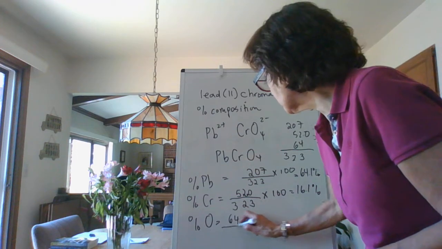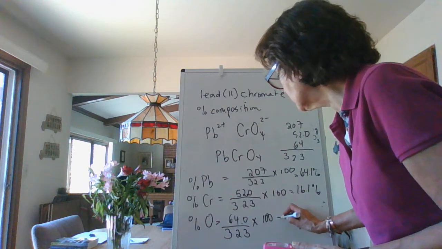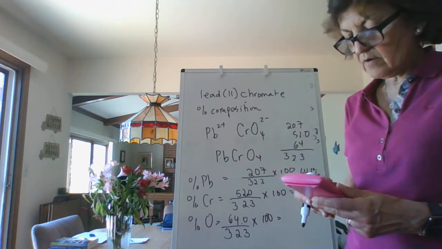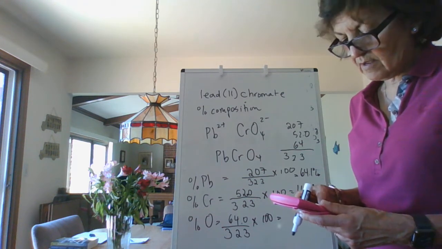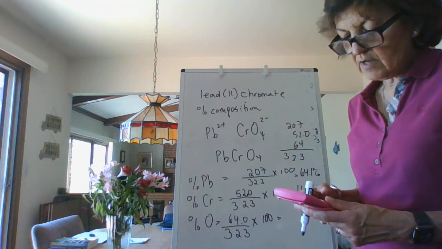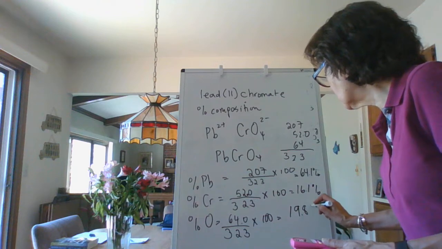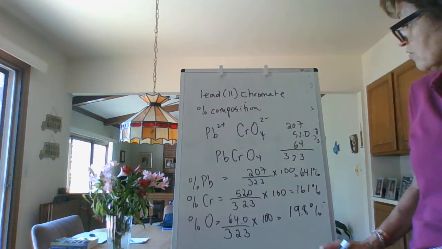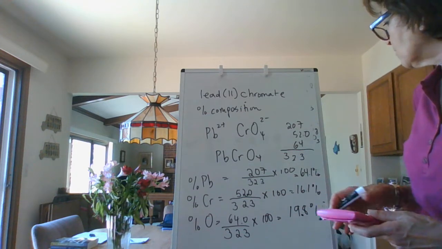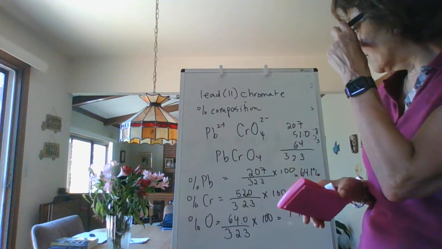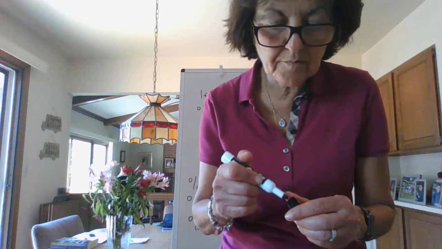So 64 divided by 323 times 100, and you get 19.8. How convenient. It all adds up perfectly to 100%. 19.8 is the oxygen, 16.1 is the chromium, 64.1 is the lead, and that's how to do percent composition. Okay?